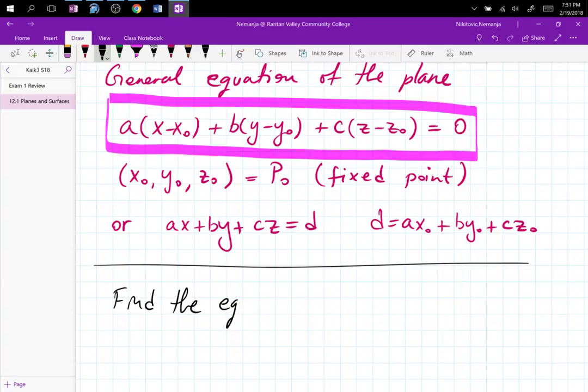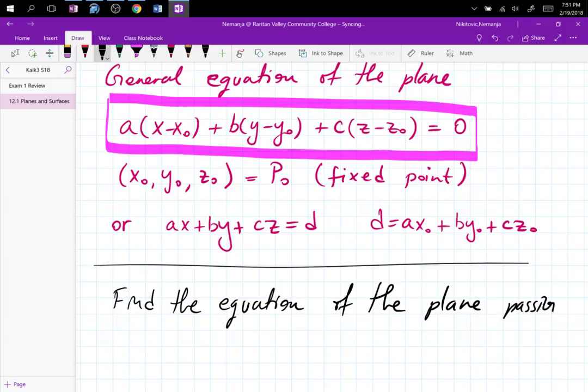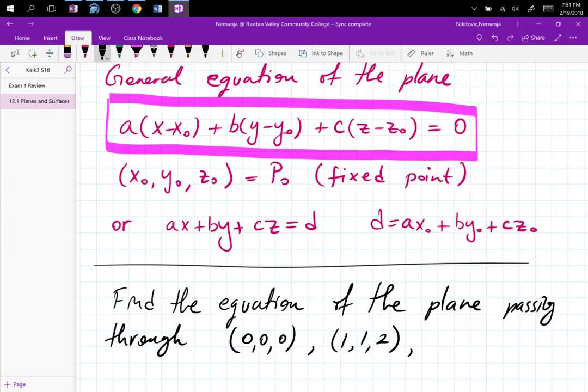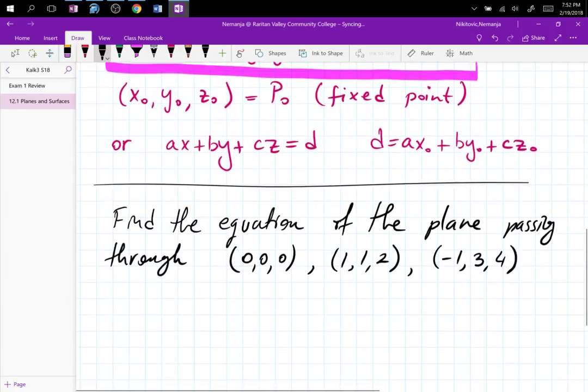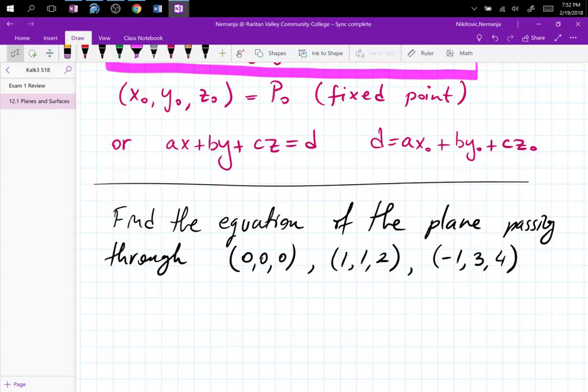Find the equation of the plane passing through the origin, (1, 1, 2), and (−1, 3, 4). So you have yourself three points. You can name these points if you want, A, B, C. It's fine. Do not confuse it with a lowercase a, b, c. Maybe you can call this P, Q, R.